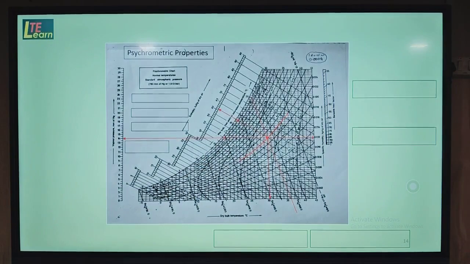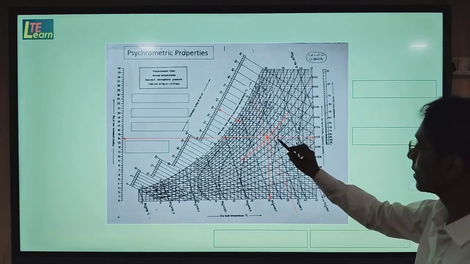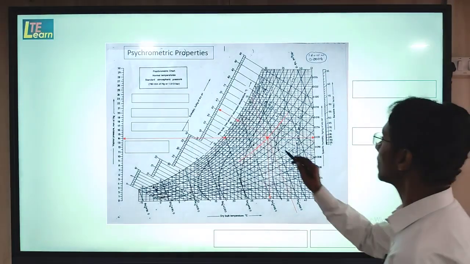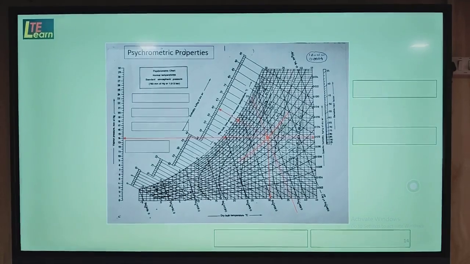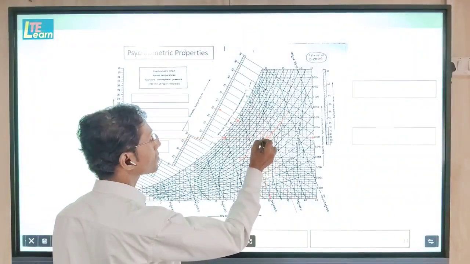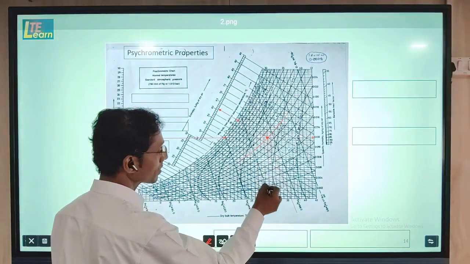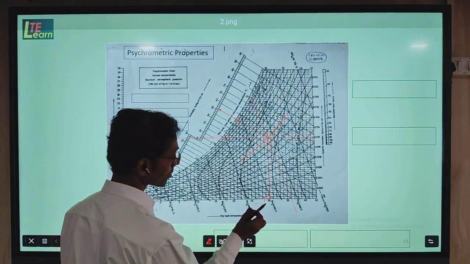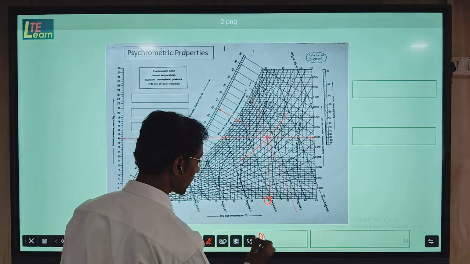Now for a practice numerical, if we take a single point here, we can get the values of the moist air by using the psychrometric chart. For example, if you take this point and drop a vertical line on this scale, you will find the value 30. So this is the dry bulb temperature.